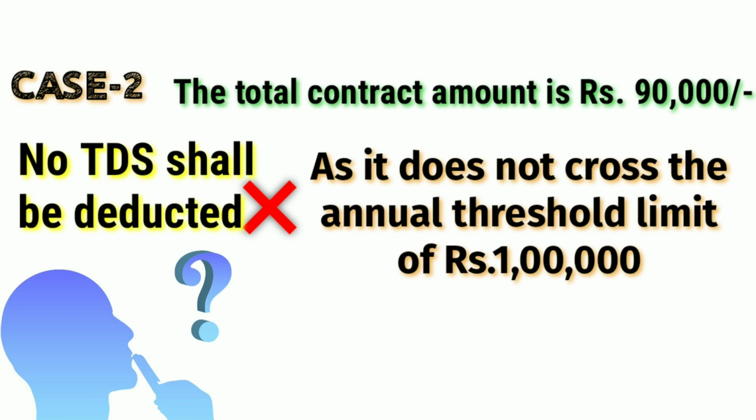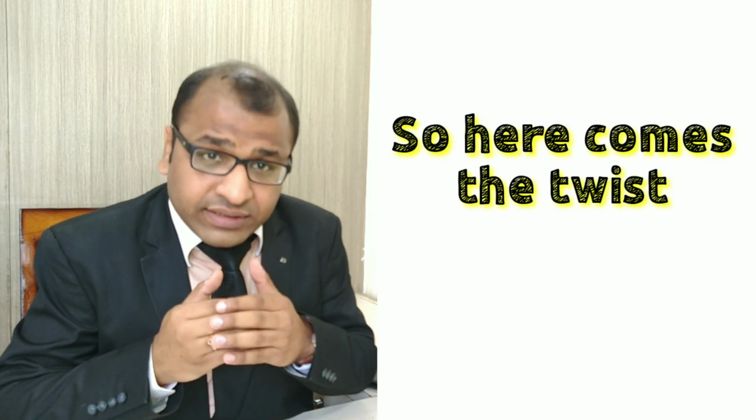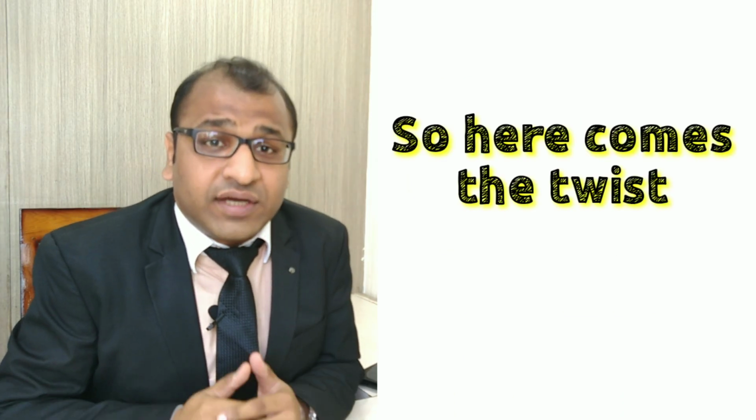Taking the same example as was discussed in case 2 above, where the contract value was rupees 90,000, you must remember TDS was asked to be deducted on the whole amount if there was a single bill or only on that particular bill where the amount of bill was exceeding rupees 30,000. So now in this case also there is a twist.